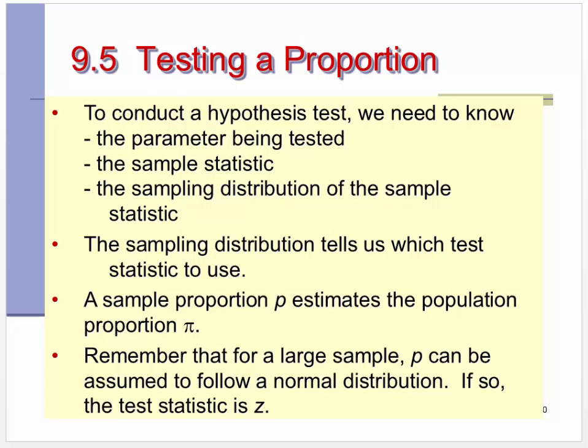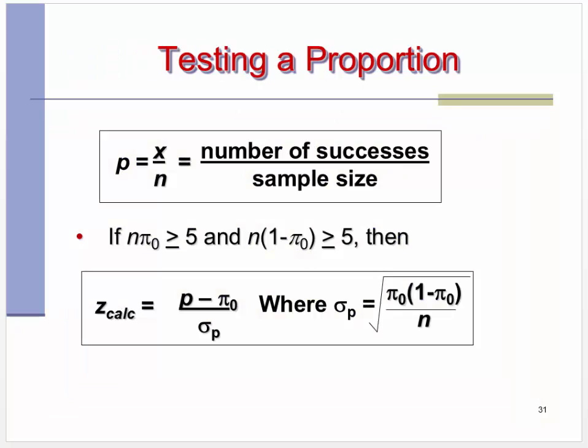Testing proportion: we can do a similar hypothesis test with a proportion. Again, this will not be in your test, and you can learn this on your own. For testing a proportion, we need to know the parameter being tested, the sample statistic, and the sampling distribution of the sample statistic, which tells us which test statistic to use. A sample proportion p estimates the population proportion pi. Remember that for a large sample, p can be assumed to follow a normal distribution. If so, the test statistic is z, just as before.